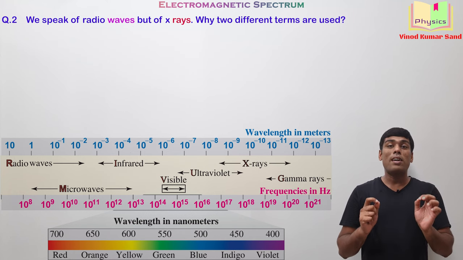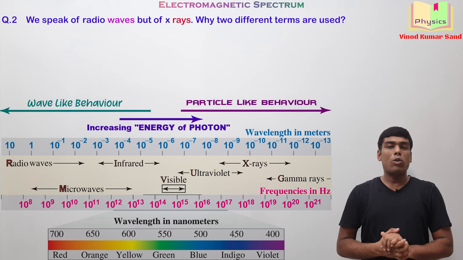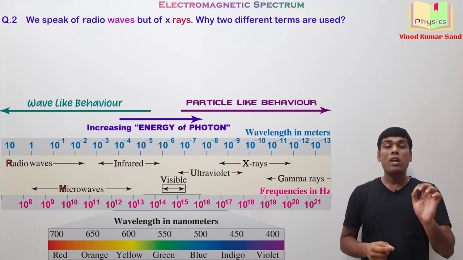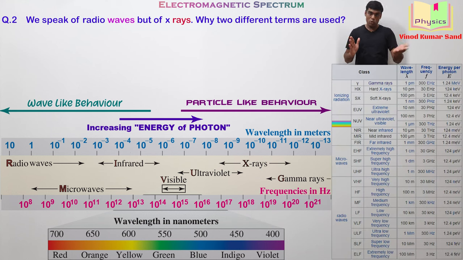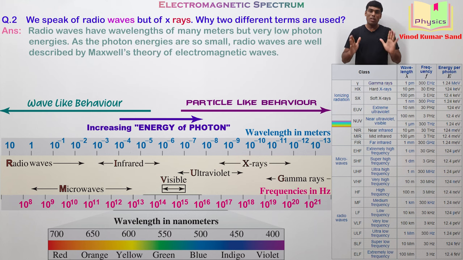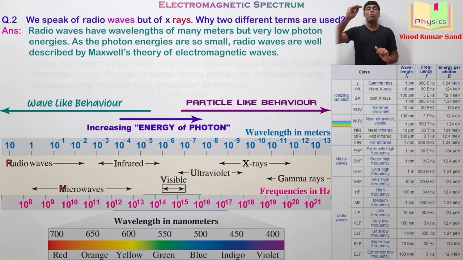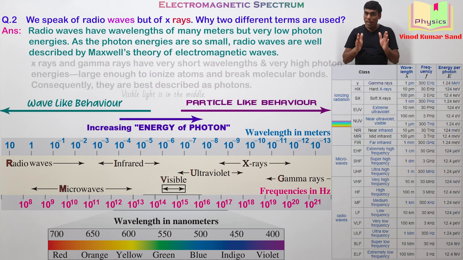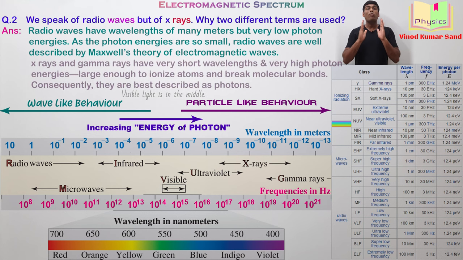The answer depends upon the energy. Think about the radio waves. For radio waves, the wavelength is pretty large, if you see the data carefully, and the photon energy is very small. So these kinds of radio waves are better described in terms of waves using Maxwell's equations for electromagnetism. Got it? The same happens for microwaves. And on the other side, if we look at the X-rays and the gamma rays, the wavelengths are pretty small, meaning the energy of the photon is very high. So for describing the X-rays and the gamma rays, we'll be using the photon picture.